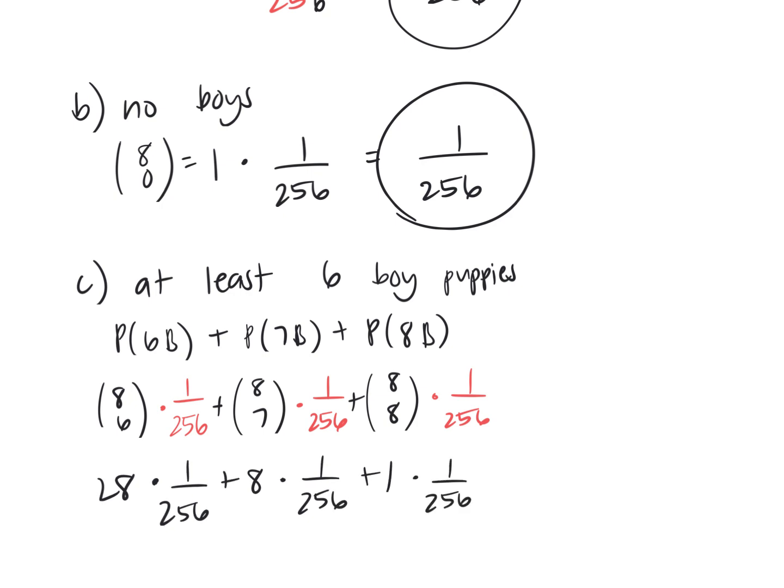We're going to add all those together. So really, I just need to do 28 plus 8 plus 1. And that would be the total options of having at least 6 boy puppies over our 256, which is our total different combinations of all the puppies that we have if we had 8. So what's 28 plus 8 plus 1 going to give me? 37. There you go. And again, you can leave it as a fraction, decimal, percent, whichever one. I will accept all those answers. Okay?